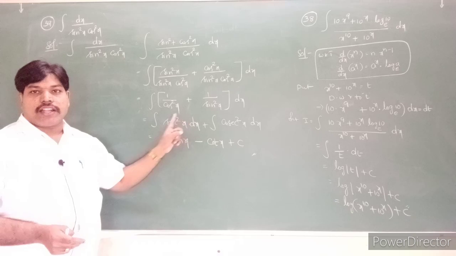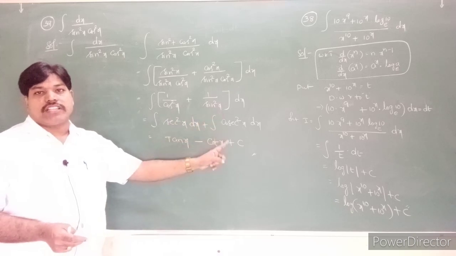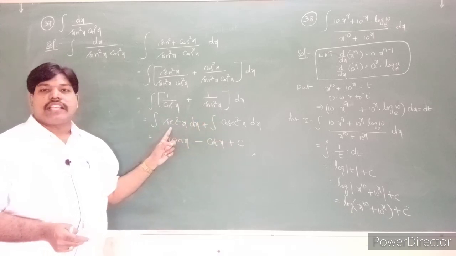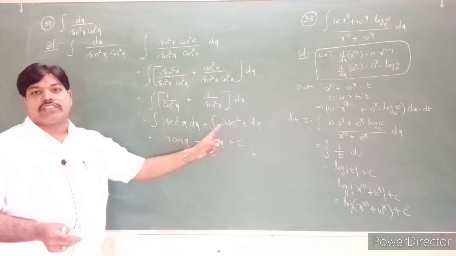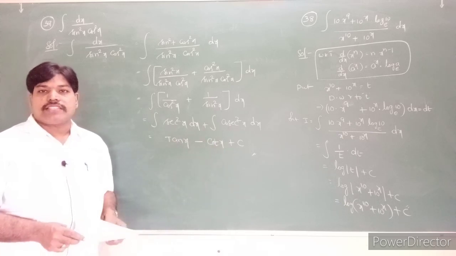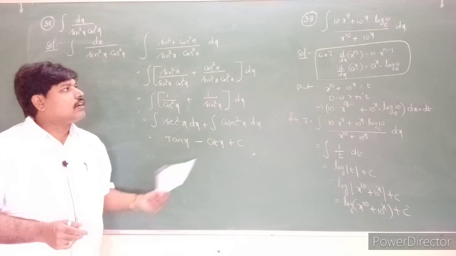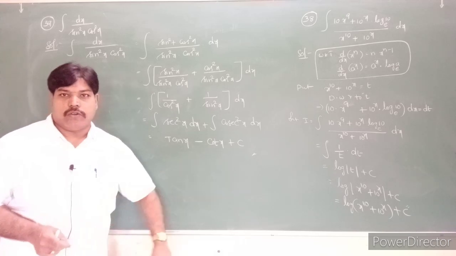1 by cos square x is nothing but secant square x. 1 by sin square x is nothing but cosecant square x. The integral of secant square x is tan x. The integral of cosecant square x is minus cot x plus c. See these questions, students, practice them and write down the notes.